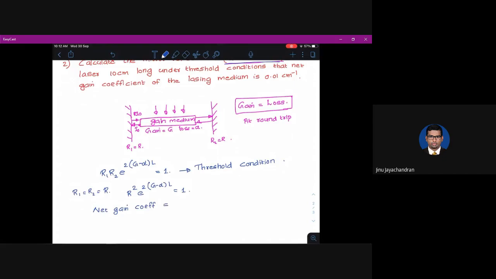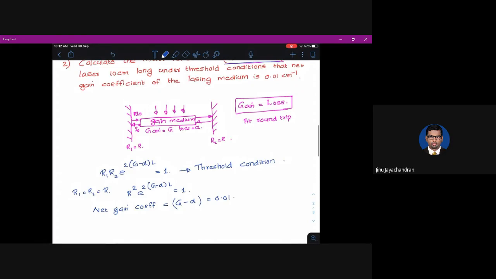Now net gain coefficient means it is the gain minus loss. Once the loss is subtracted from the gain in the medium, the net gain that results is the net gain coefficient. Okay, so that is already given to you, so this is equal to 0.01.